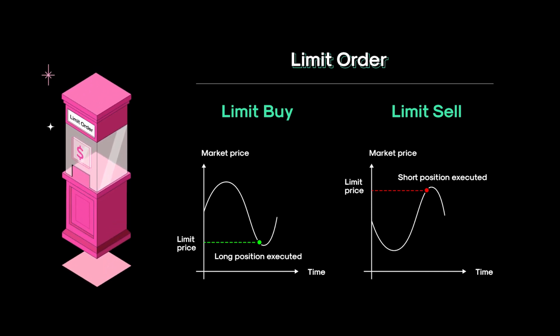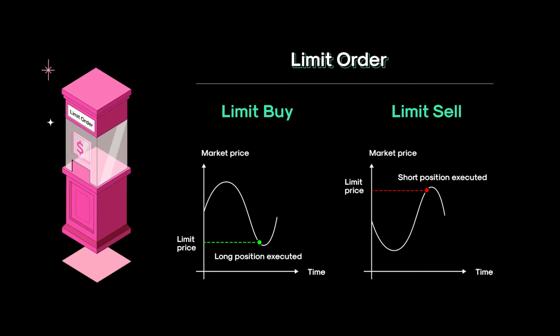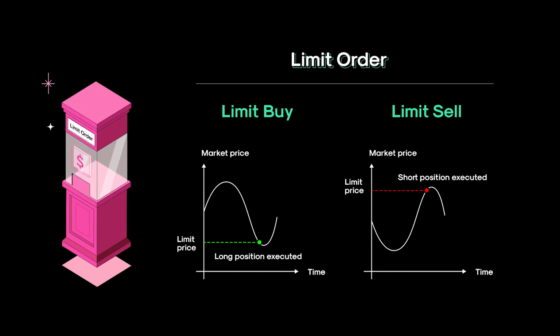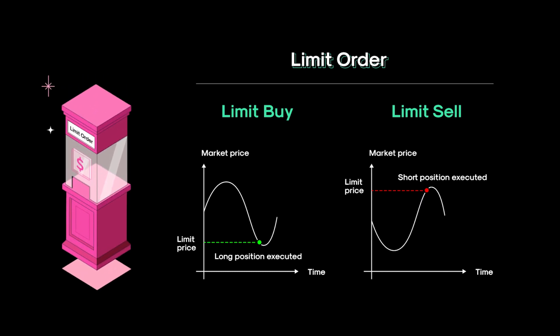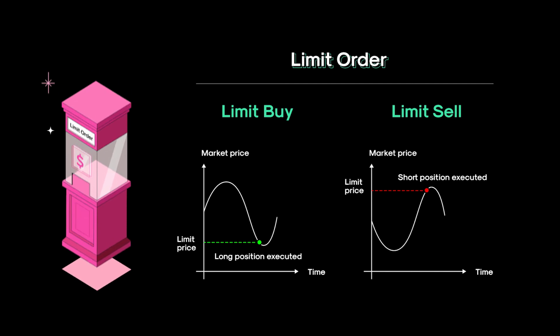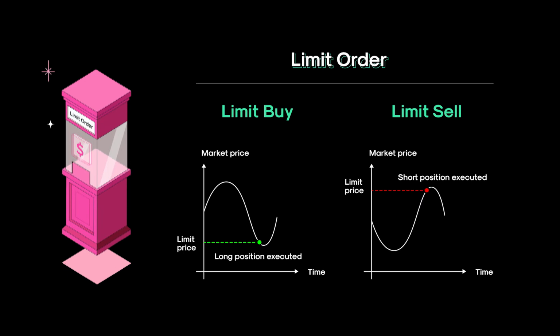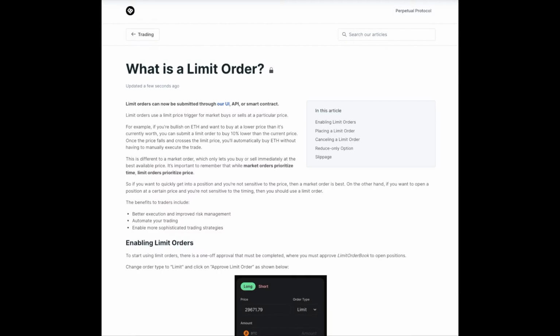For sell limit orders, you can enter a limit price above the current market price, so you can fade an upward movement. This is different to a market order, which only lets you buy or sell immediately at the best available price. So while market orders prioritize time, limit orders prioritize price. If you want to learn more about limit orders, check out our Help Center article linked in the description below.